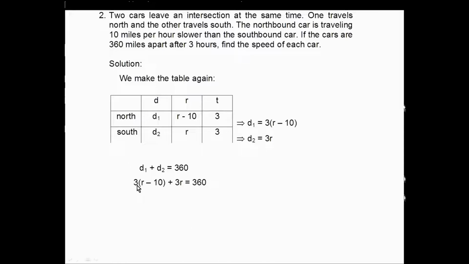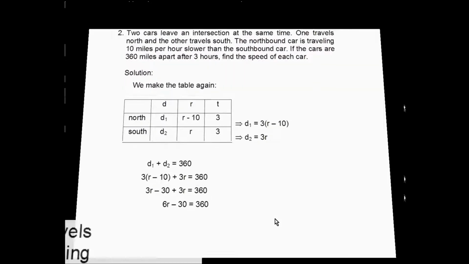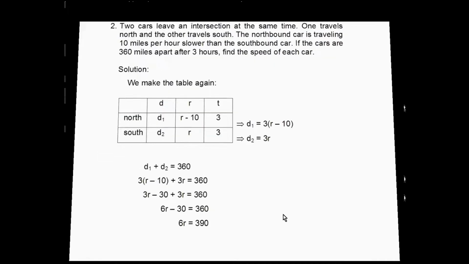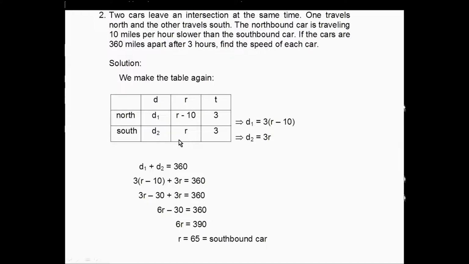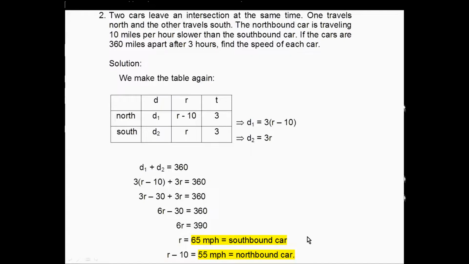Distribute this 3. So 3R minus 30 plus 3R is equal to 360. Combine 3R and 3R. 6R minus 30 is equal to 360. Add 30. 6R is equal to 390. You can divide by 6. R is 65. Remember, R was the southbound car. So 65 miles per hour for the southbound car. Remember, the northbound was R minus 10. So that would be 55. So 55 miles per hour for the northbound car.